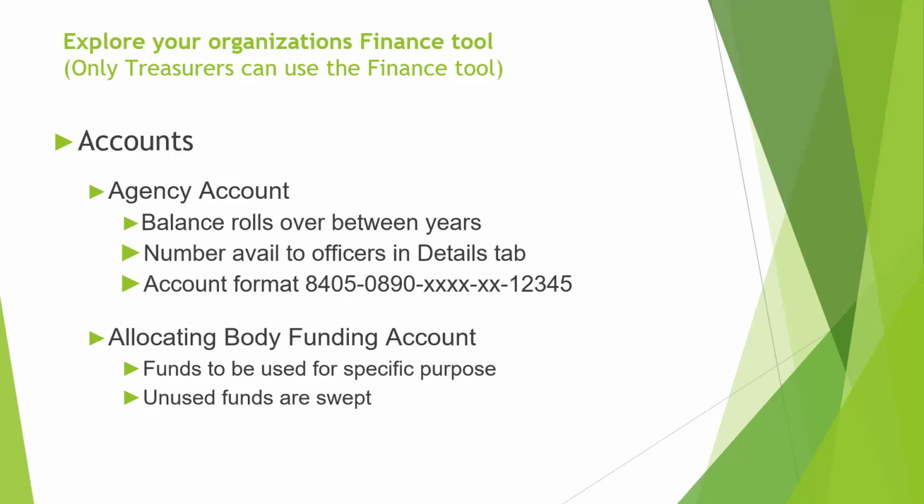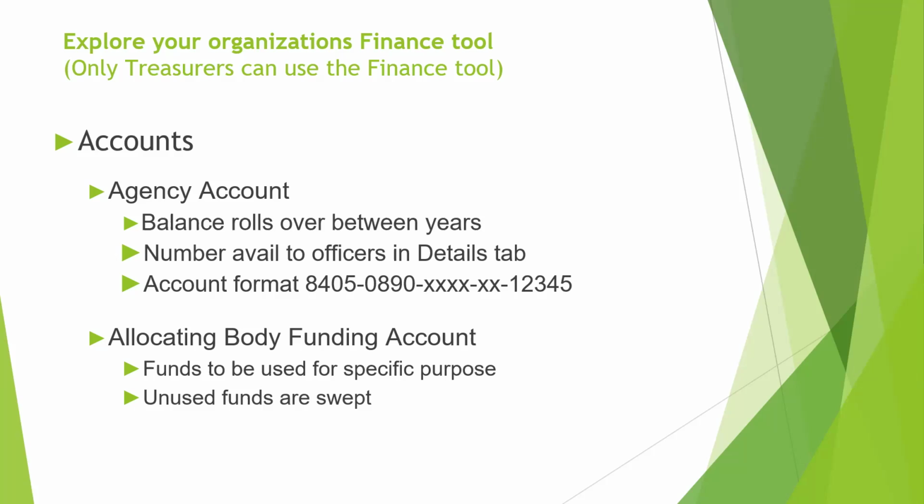The other account that you have is your temporary account, and that is your allocating body funding account. There are 3 allocating bodies on campus for organizations. If your organization is a sport club, you will work with the sport club council to request additional funding. If your organization is a law school organization, you will work with Student Bar Association for your funding. All other organizations can request additional funding from Student Government Association.